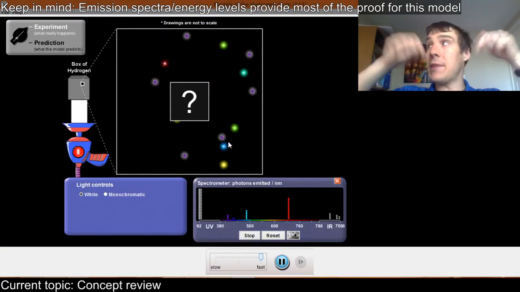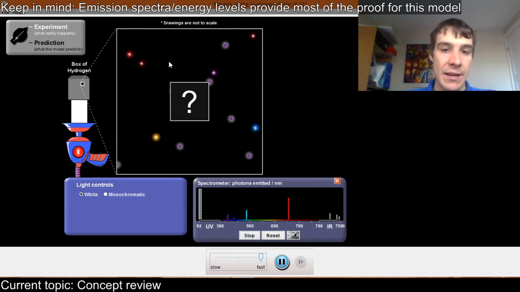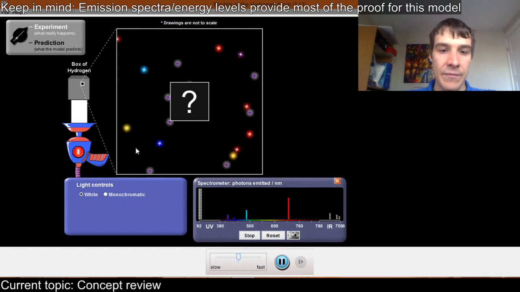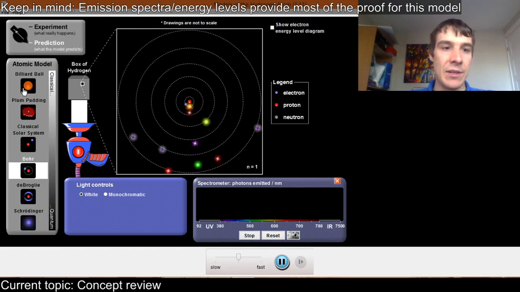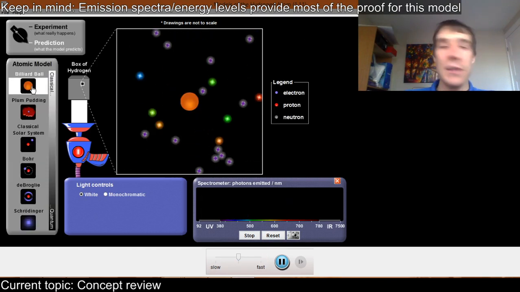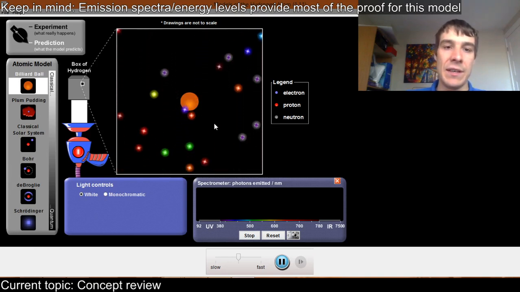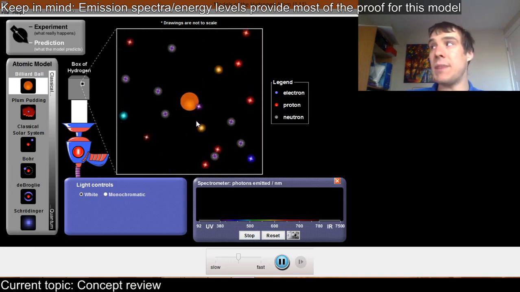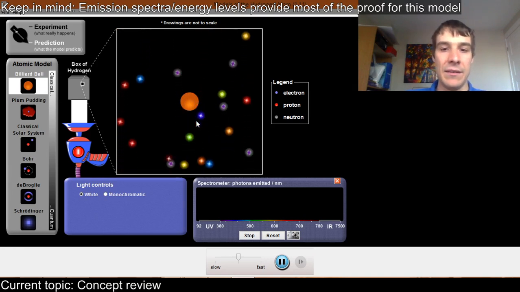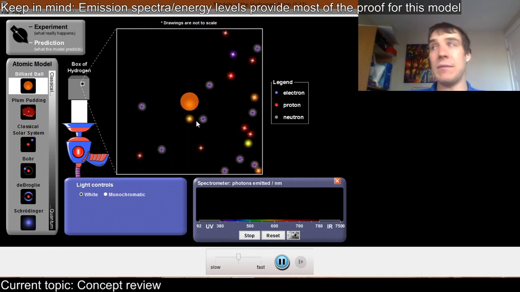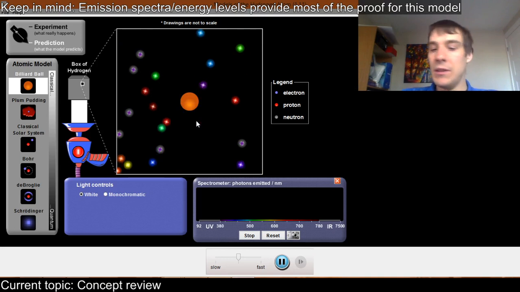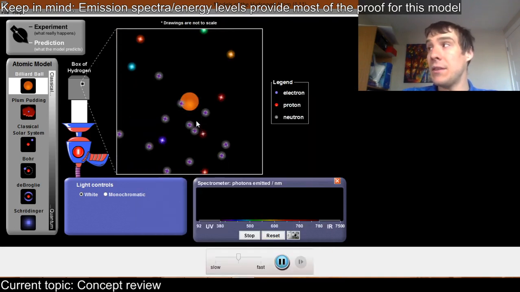I'm going to go back to this model thing here. Once again, you can find this model down below in the description. We found some of these, but what I wanted to show was the prediction. So here's the billiard ball, this is Dalton's model, the very first thing where it's just a ball. It should just bounce all light off. This is not what we see. We see emission spectra. We see this kind of stuff.